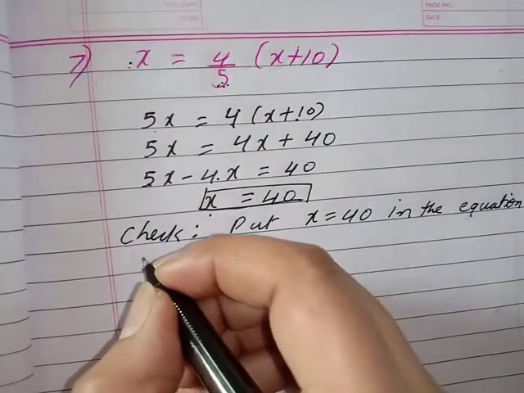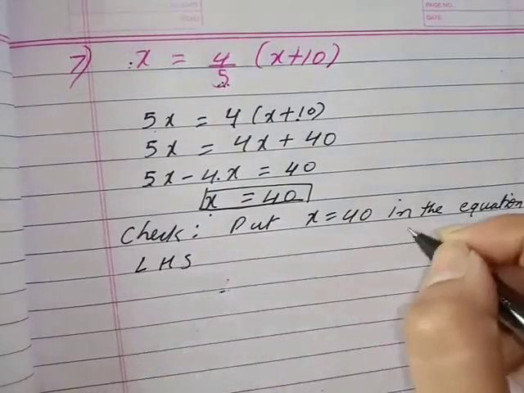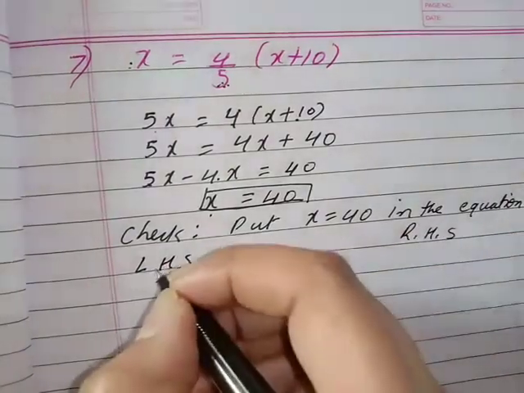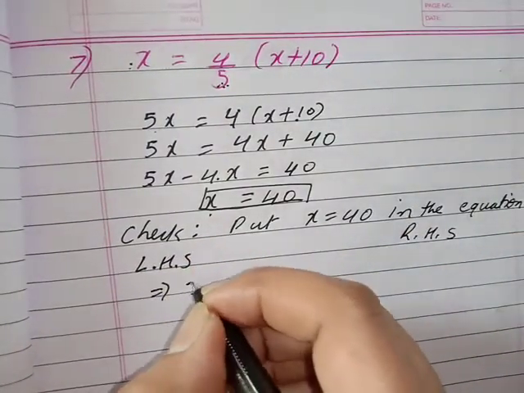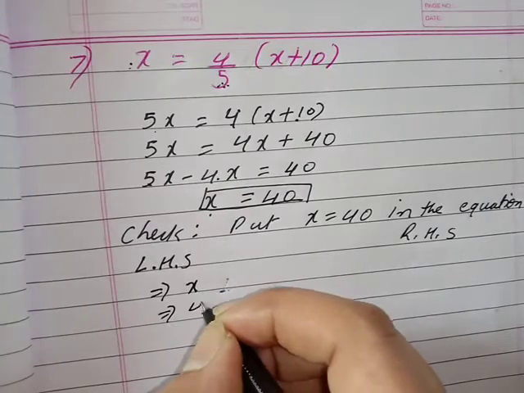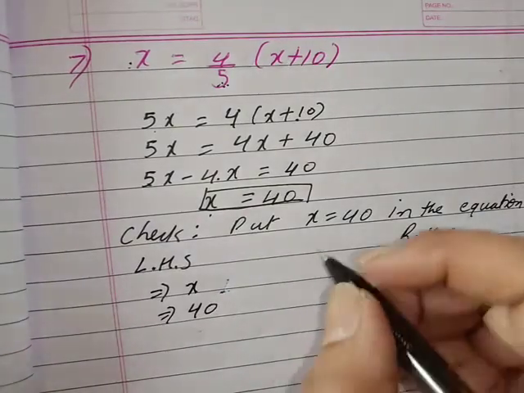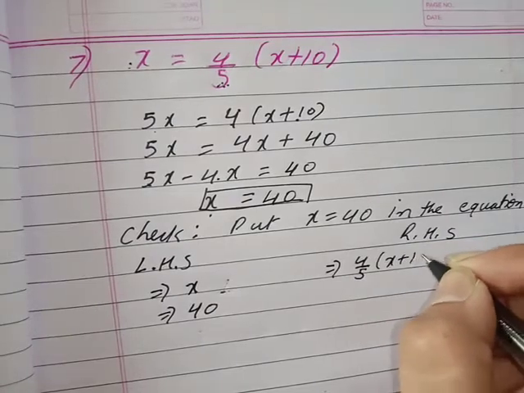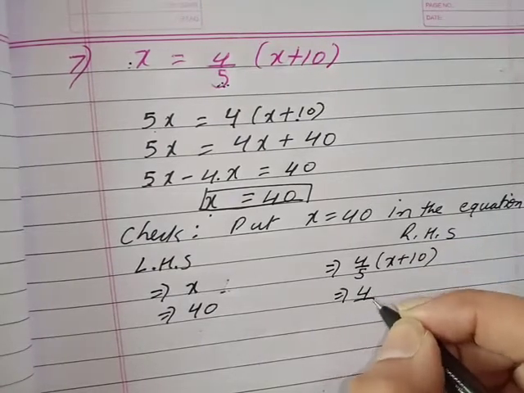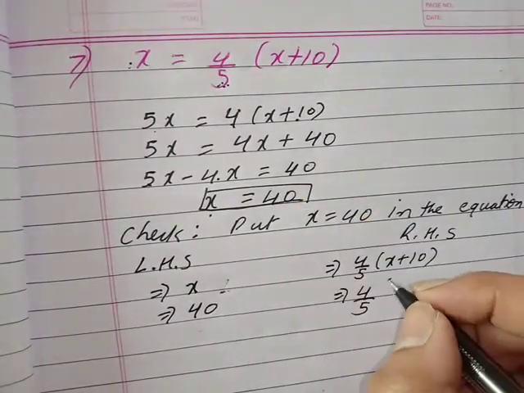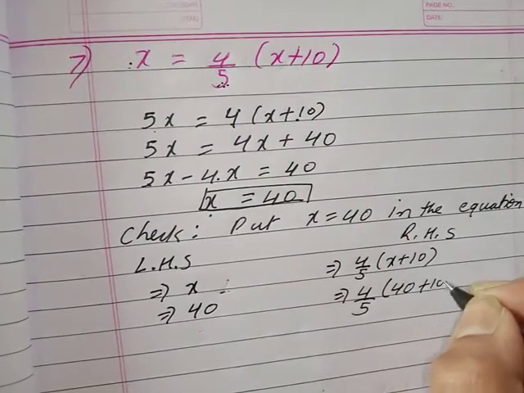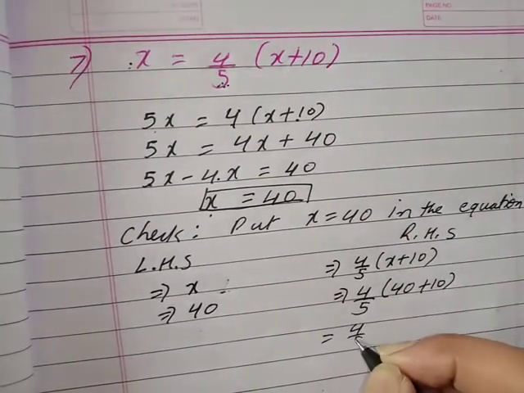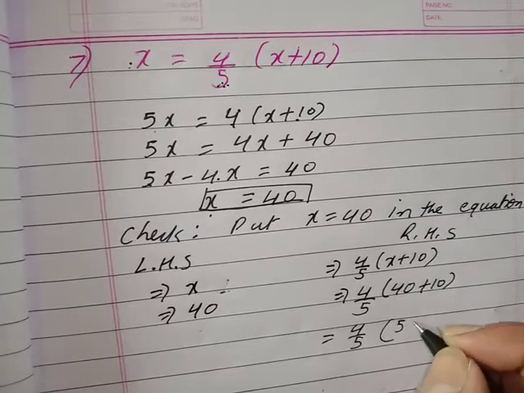So first we'll take the LHS and the RHS. LHS is x, so x equals 40. That's it. At the RHS, 4 upon 5 (x plus 10). 4 upon 5, and the value of x is 40, so 40 plus 10. 40 plus 10 is 50.